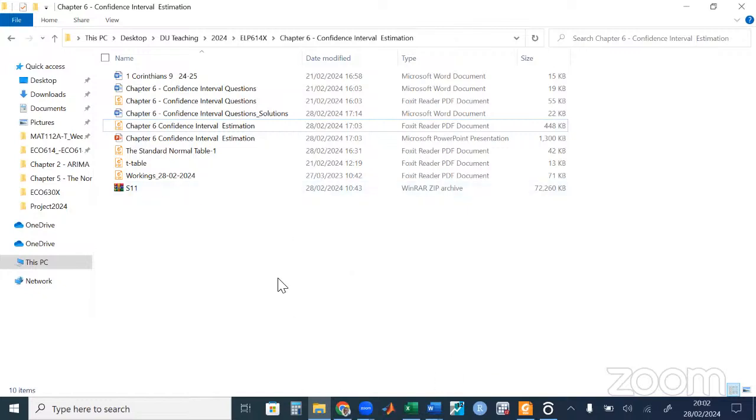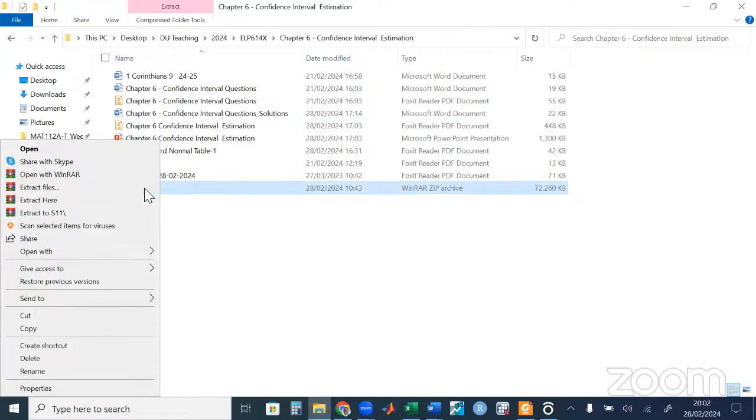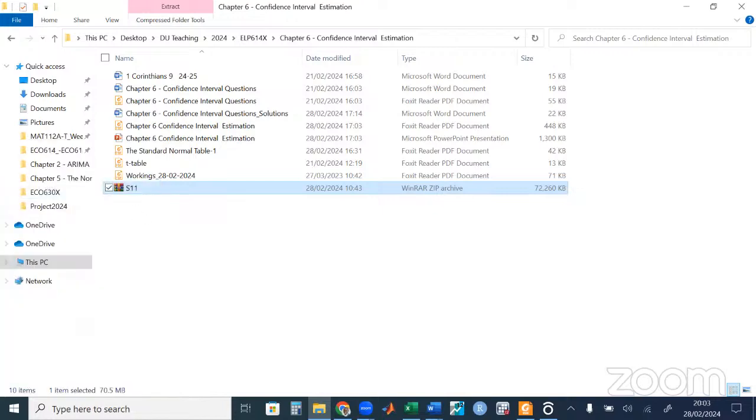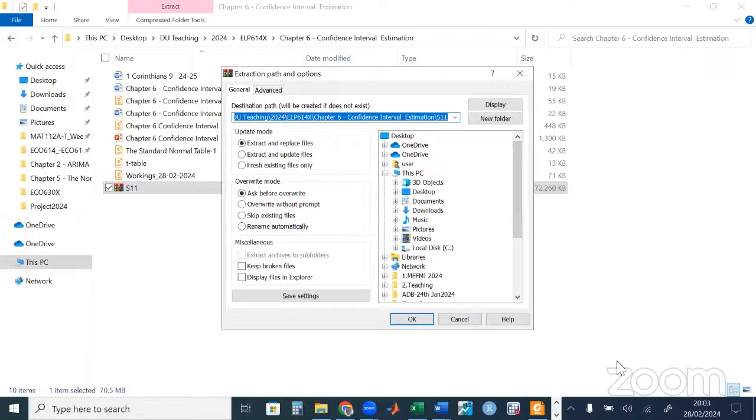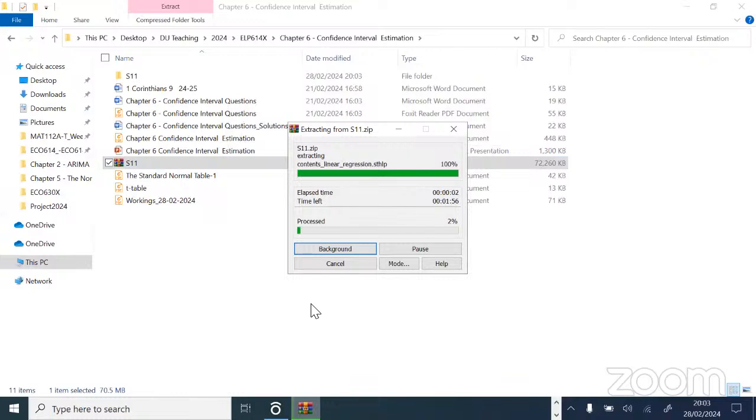Download it just as you download from the WhatsApp. Save it somewhere, like mine, I've saved in a folder. Then just unzip this file by right-clicking. I hope you have a zip extractor on your computer. Please extract files, don't extract here, depending on which one you use, so that you now have a folder. If I click on extract files, it should extract and put them here. I click OK. What I'm looking for is a folder which has many, many files.